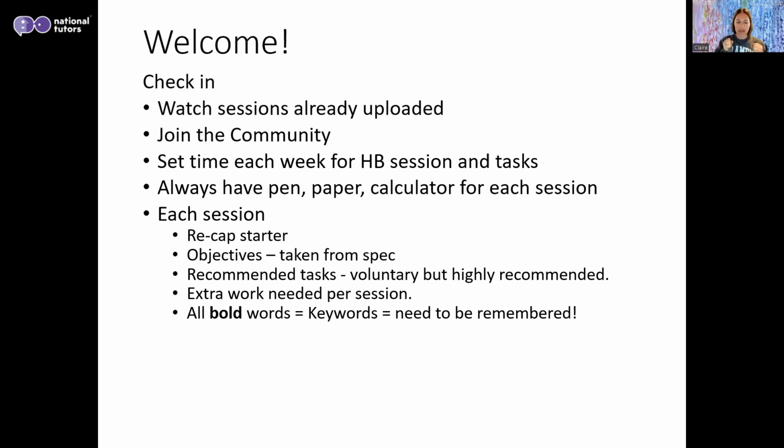Okay, so keep up to date with those. Add that to your weekly tasks to complete. I'm not going to mention it every session, but you will see the bold words come up all the time. It's down to you to keep your glossary up to date.